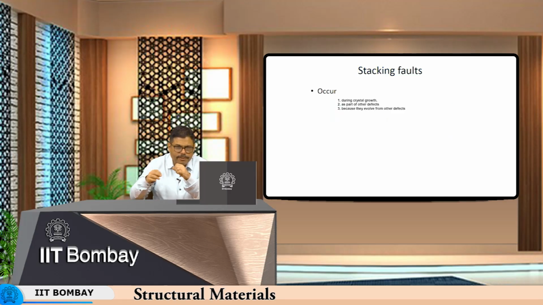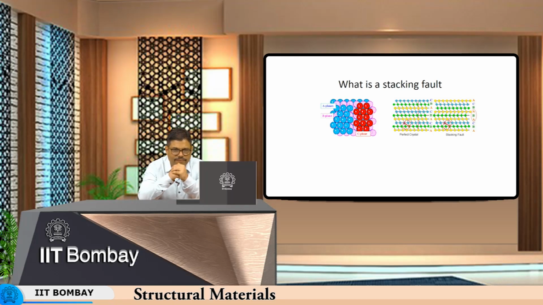Now let us come to the details about the stacking fault. These occur during crystal growth and as a part of other defects, and they evolve from other defects, meaning dislocations. If the dislocation pileup becomes excessive, the dislocation density increases too much, then you can generate a stacking fault. If the defects get accumulated to a great extent, it gives rise to another defect, namely the stacking fault. That is what is being said here: they evolve from other defects.